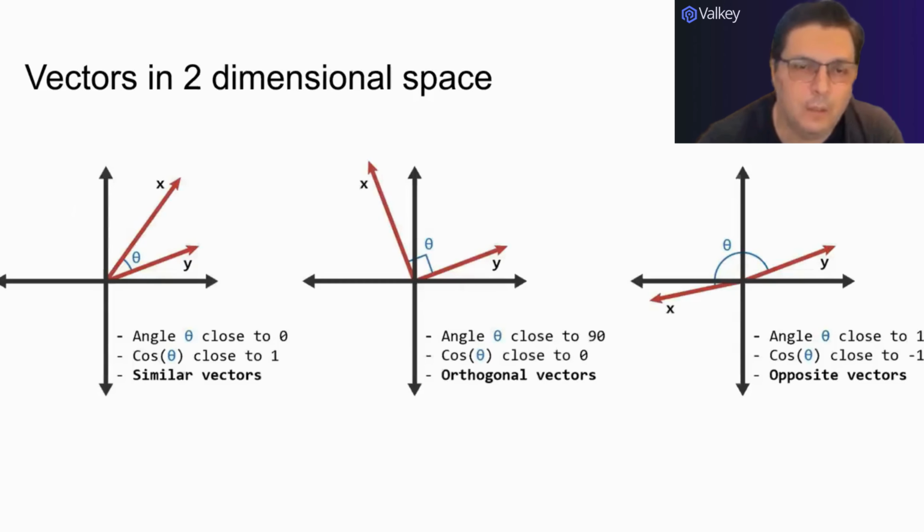Here's an example of vectors in two-dimensional space. On the left, we have two vectors pointing in largely the same direction. We can see that the angle is close to 0. Here we have two vectors that are orthogonal to each other, so the angle is close to 90 degrees. And here we have two vectors pointing in opposite directions, so their angle is close to 180 degrees. We can just visualize and see how these vectors are more similar than these vectors.